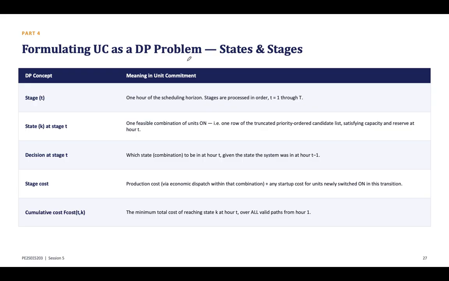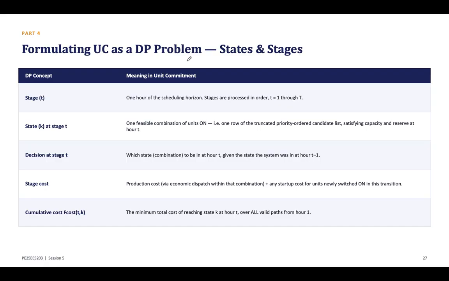So the stage cost contains two parts. First, there is the production cost of meeting the current load with the units committed in the selected state. This cost is found by economic dispatch. Second, there may be a startup cost associated with the units that change from off in the predecessor state to on in the target state.